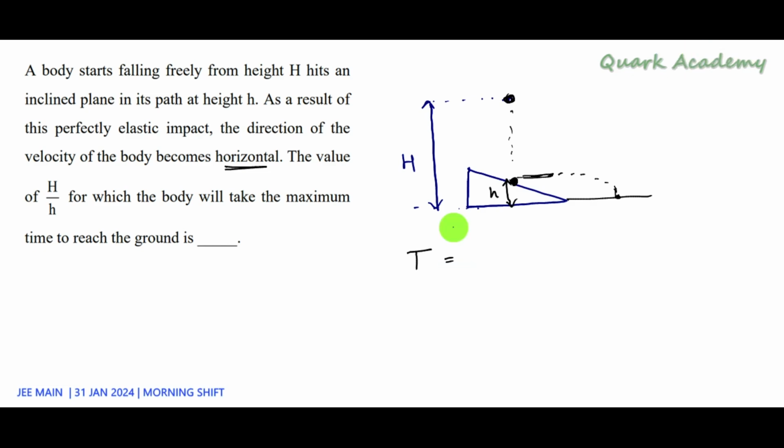So in this process, there are two times involved. First time is like this one, when it is dropped and it is going to hit the incline. It will take a certain time, let it be t1. Then the next one is after hitting the incline, it is becoming horizontal and it is going to reach the ground. For that, the time is t2. So this is the total time.